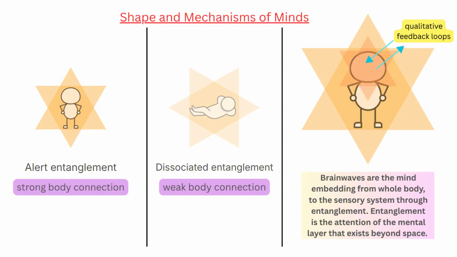As it states there on the bottom right, brainwaves are the mind embedding from whole body to the sensory system through entanglement. Entanglement is the attention of the mental layer that exists beyond time.